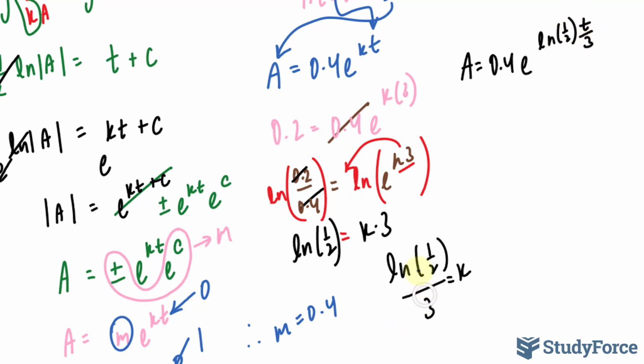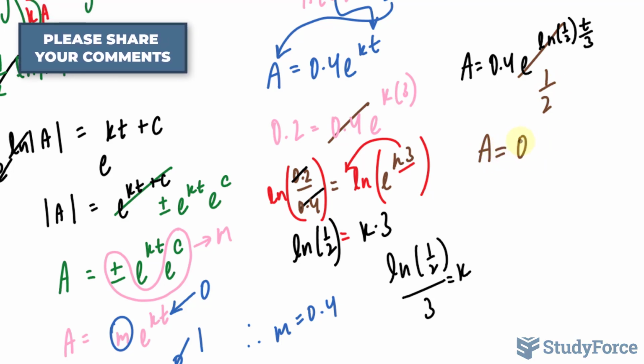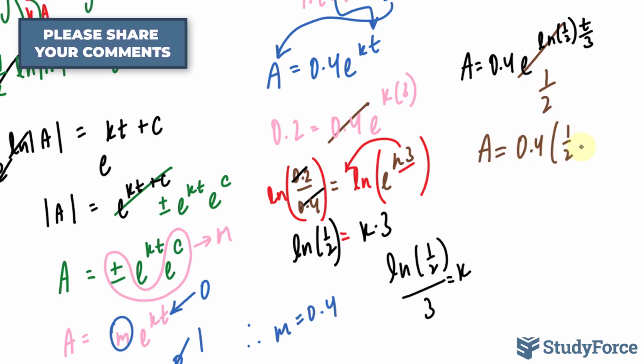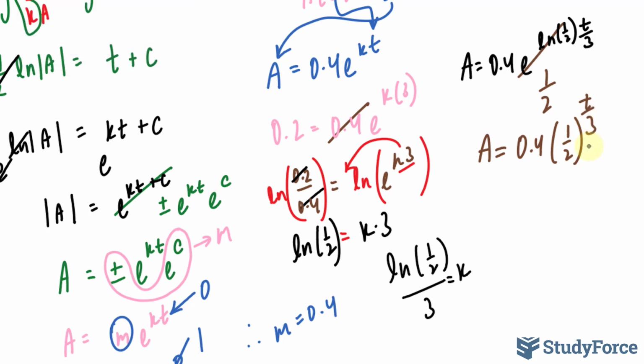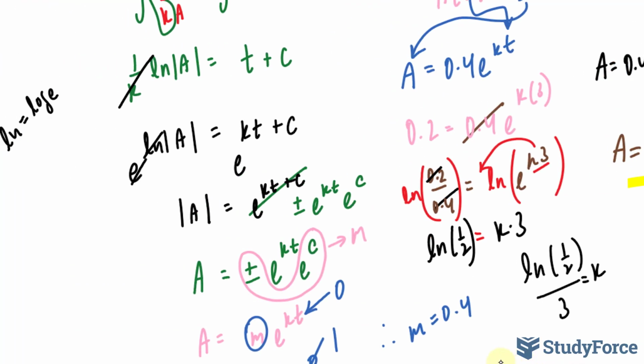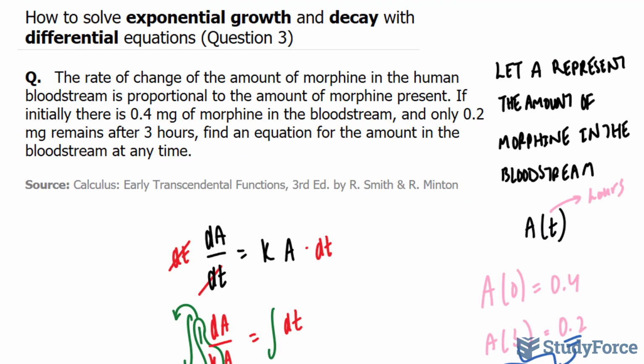Notice that I put this 1 over 3 underneath the t. And if you simplify this further, e to the ln 1 over 2 becomes simply 1 over 2. I'm using the laws of exponents here. A is equal to 0.4 times 1 over 2 raised to the power of t over 3. This right here represents a function in terms of t for the amount of morphine in the bloodstream at any given time. And there you have it. That is how to solve exponential growth and decay with differential equations.